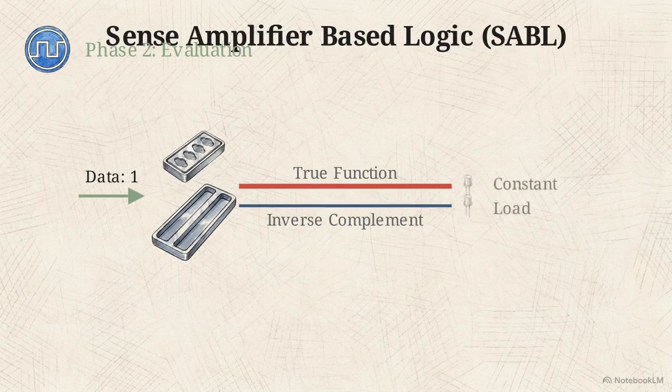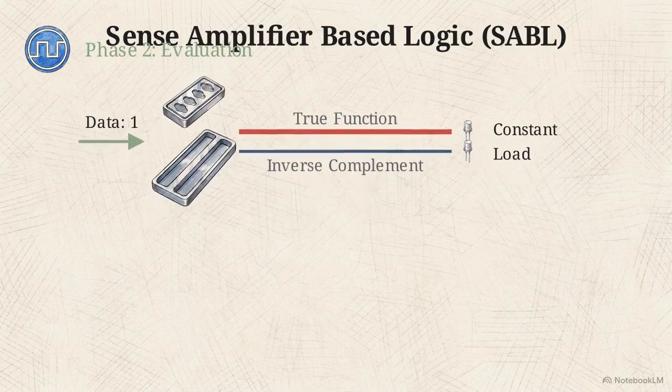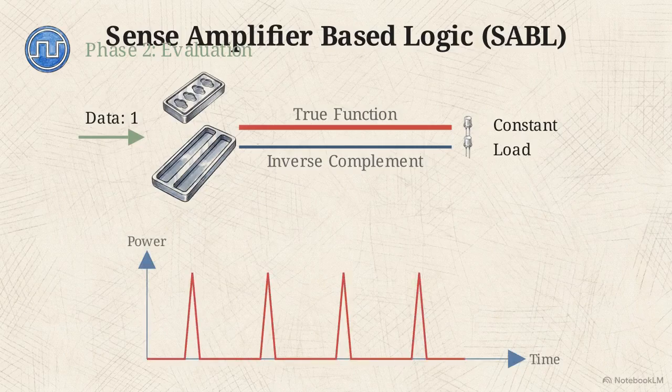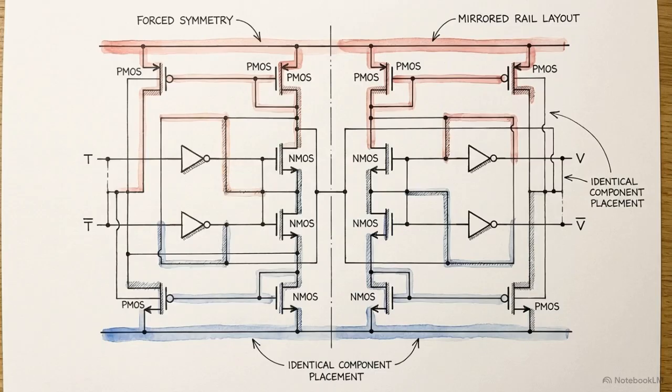Because one rail always discharges while the other holds, the gate charges the exact same load capacitance every single clock cycle. If the gate pulls the exact same amount of current to process a 1 as it does to process a 0, the resulting power trace is perfectly uniform. The attacker is left staring at identical spikes. In theory, hiding severs the correlation between data and power by forcing absolute, unyielding physical symmetry.